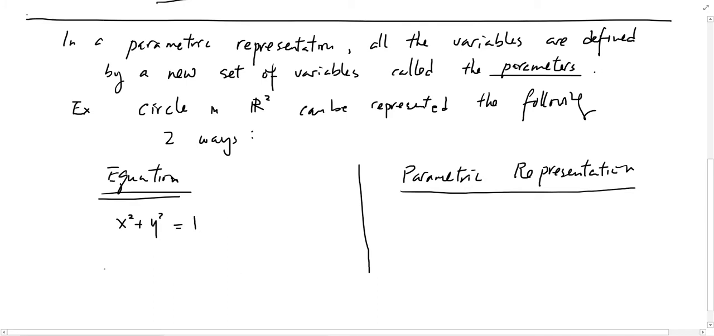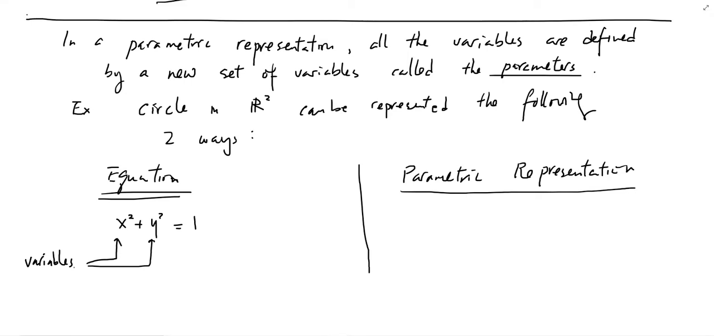So in this equation right here, we have these two things that are called variables. And the important part is the following, so this is what you have to understand. In an equation, the two variables are directly related to each other, meaning in this equation, x squared plus y squared equals 1, if I change the value of x, it would affect the value of y. If I change the value of y, it would affect the value of x.